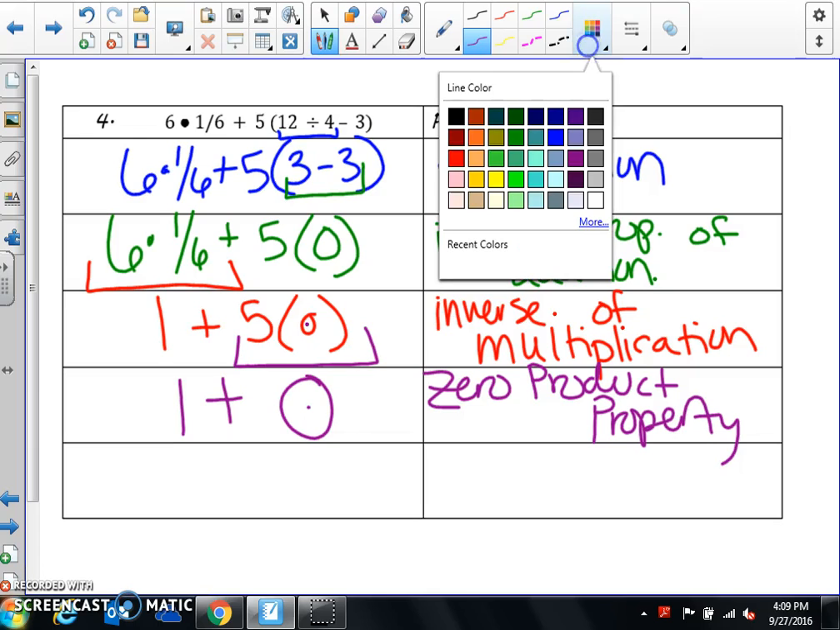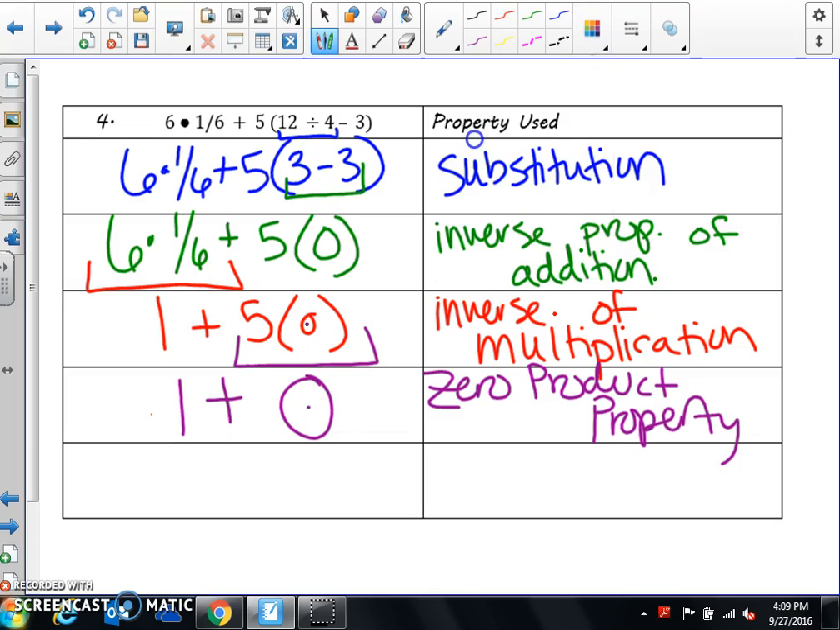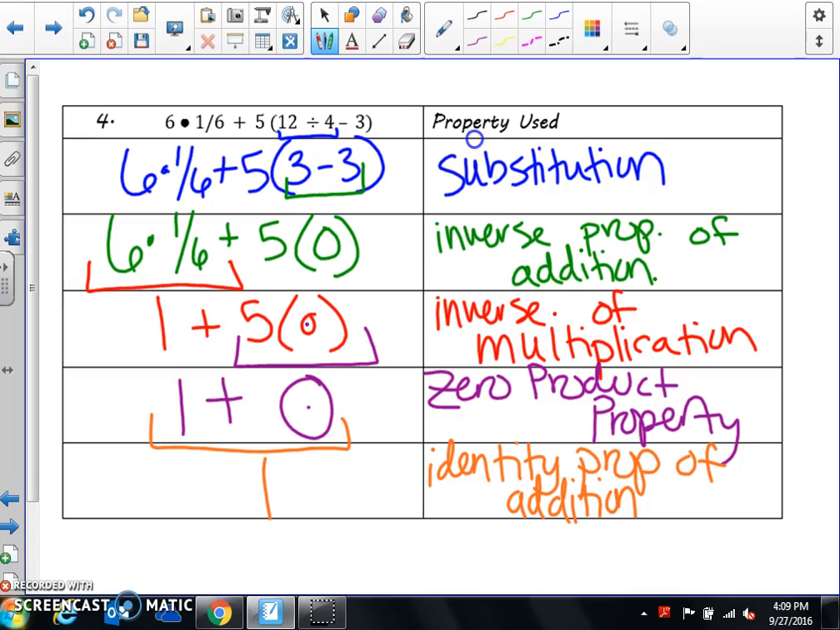And last but not least, 1 plus 0 is 1. So 1 plus 0 is 1. So 1 got to stay the same. Therefore, it's the identity property. And then this is of addition. That's it.